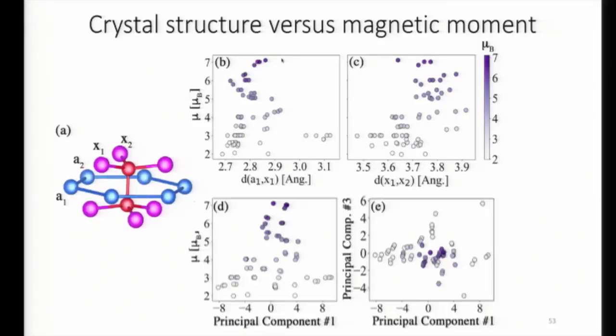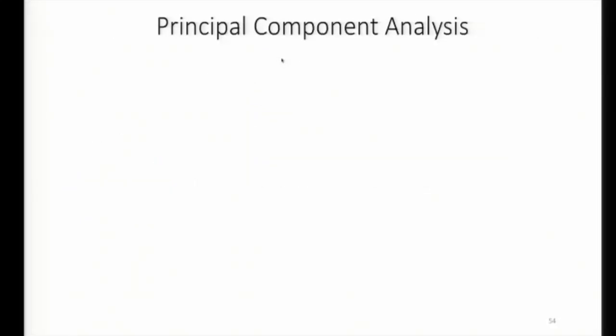We could do more robust analysis using principal component analysis, where we plot the magnetic moment versus the first principal component, and the magnetic moment versus the first and second principal component, where the color here is the magnetic moment, and we find that it clusters in the center of the graph. Now, if you don't know what principal component analysis is, I have a slide for you right here.